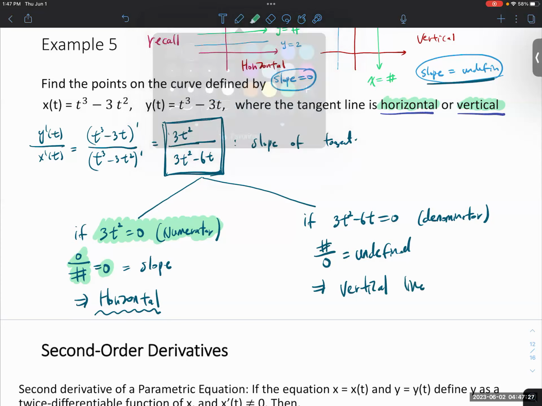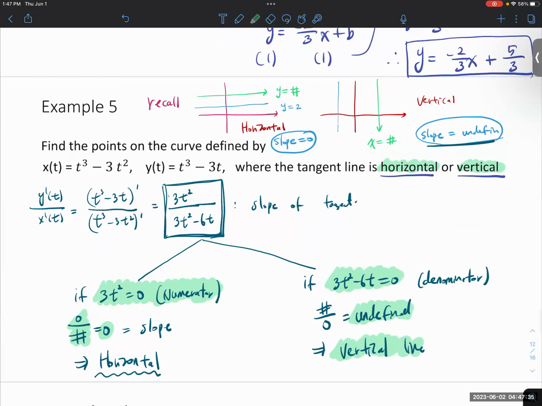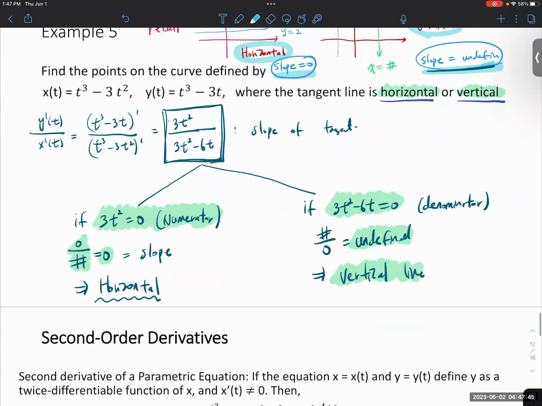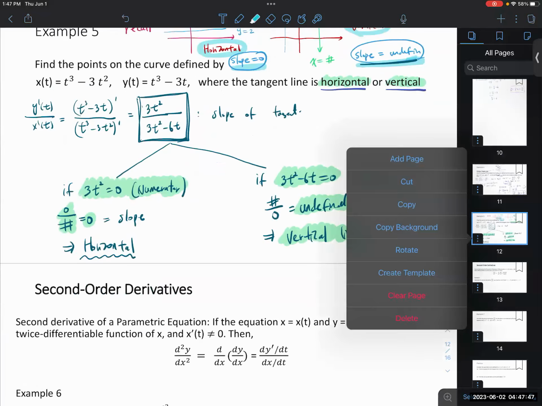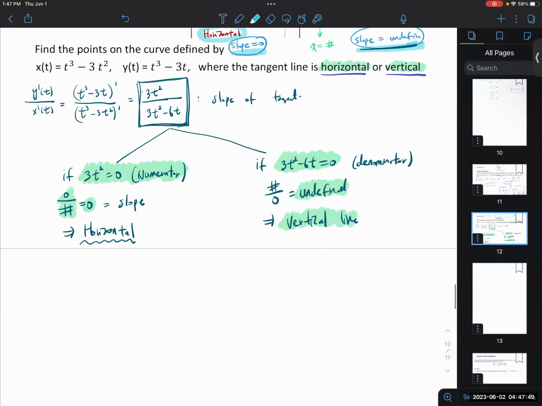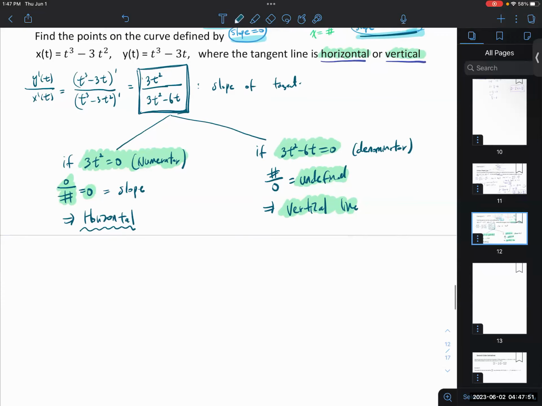Okay, one more time. Denominator 0 means undefined. So that's where you can find the vertical line, because from your memory from a long time ago, a horizontal line has slope 0. A vertical line means the slope is undefined. Therefore, you can set up two cases. All right, let's do the work. Let's find the t.